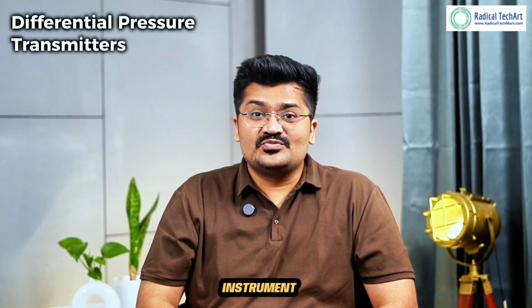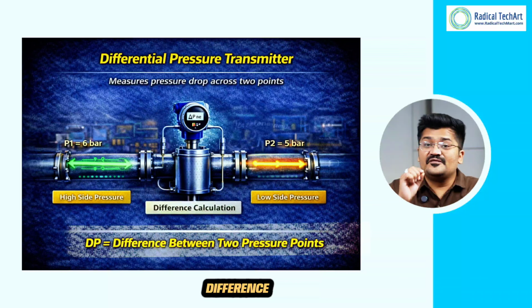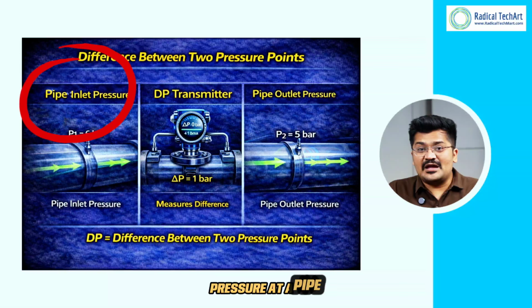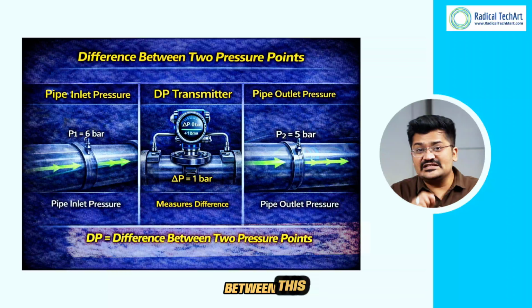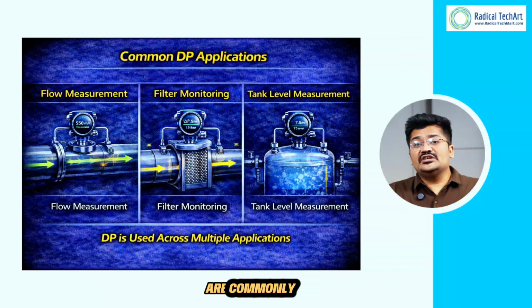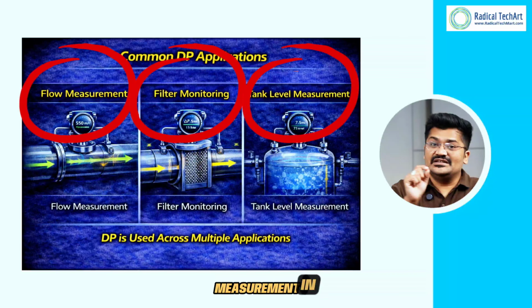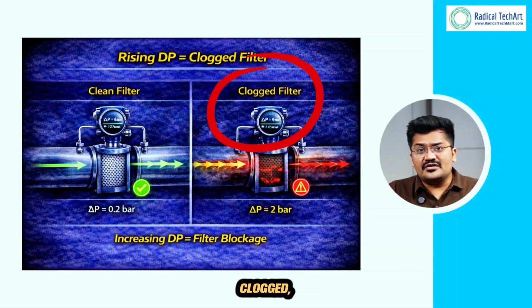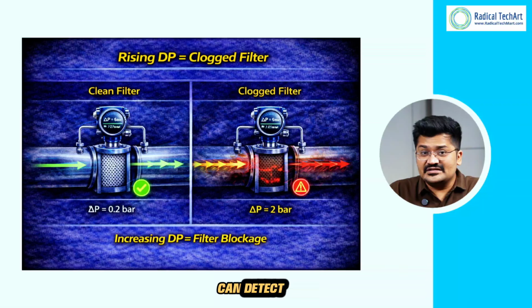Another important pressure instrument is the differential pressure transmitter, often called a DP transmitter. A DP transmitter measures the difference between two pressure points. For example, pressure at a pipe inlet and pressure at a pipe outlet. The difference between these pressures can tell us useful information. DP transmitters are commonly used for flow measurement, filter monitoring, and level measurement in tanks. If a filter becomes clogged, the pressure drop across the filter increases. A DP transmitter can detect this change.